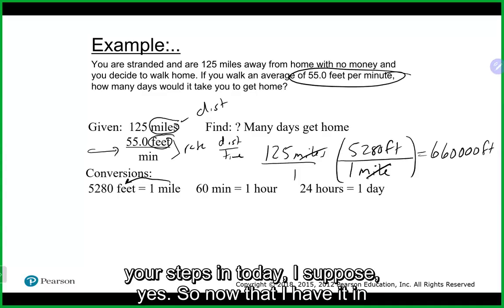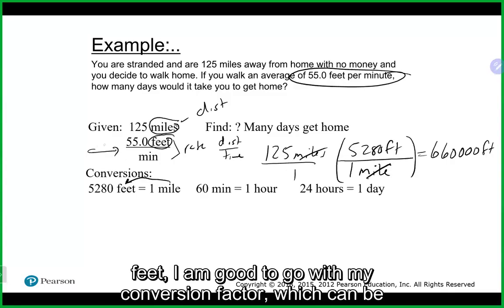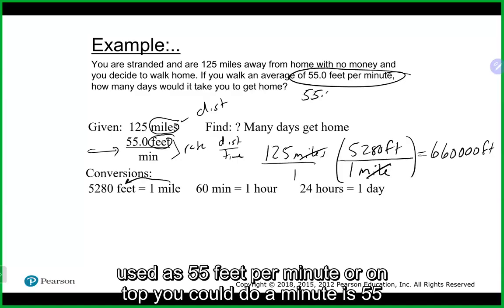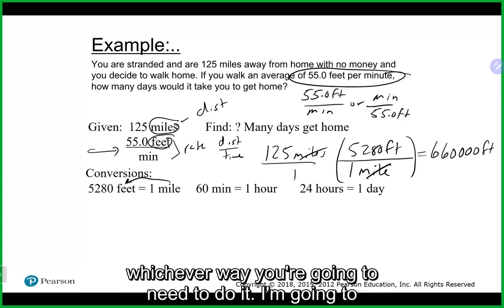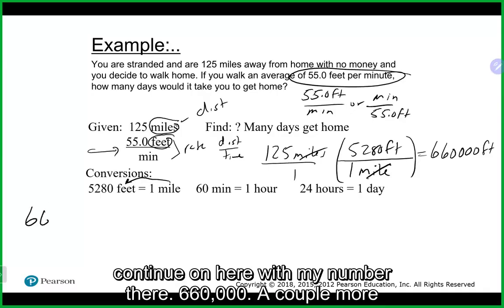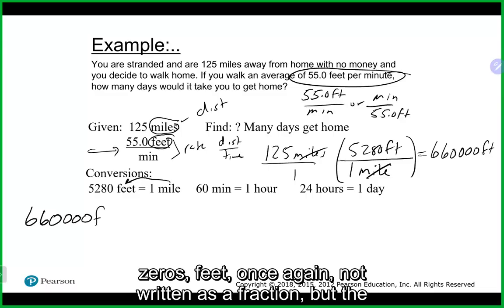Yes. So now that I have it in feet, I am good to go with my conversion factor, which can be used as 55 feet per minute. Or on top, you could do a minute is 55 feet. Again, you could use it as a conversion factor either way, whichever way you're going to need to do it. I'm going to continue on here with my number there, 660,000, a couple more zeros, feet.